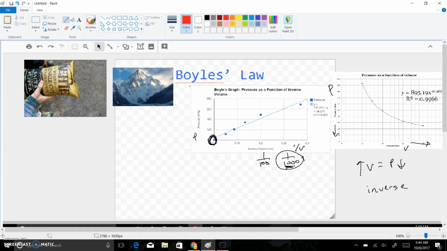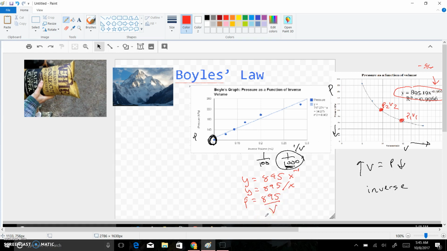Let's take a closer look at the math part. If I take two data points on this right-hand graph, maybe we'll take this spot right here and this right here. I'll call this one P1, V1, and this one P2, V2. Now they both follow this relationship. I know you can't really read that well, but that's a negative 0.96. So the actual equation, y equals 895 x to the negative 0.96, really rounds to negative 1. So suddenly that becomes y equals 895 over x. I'm going to change x and y to what they actually are in the relationship. Y would be P, and x is my V.